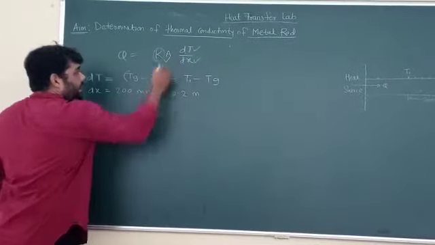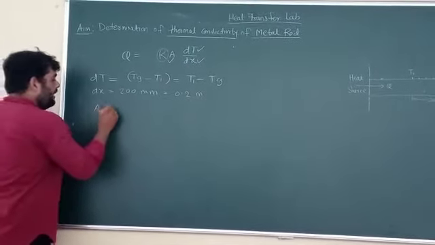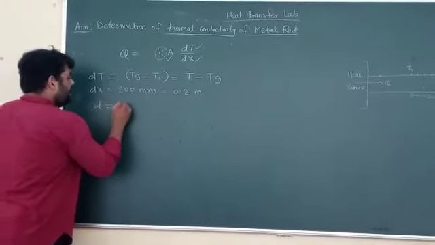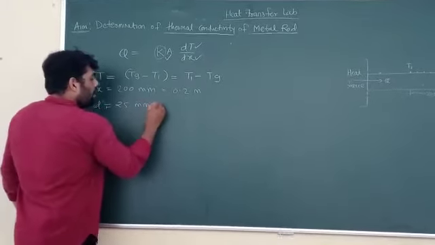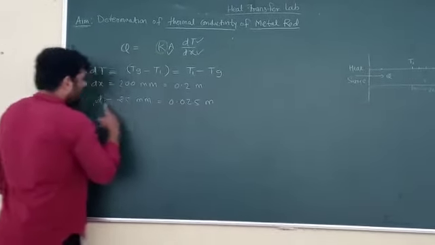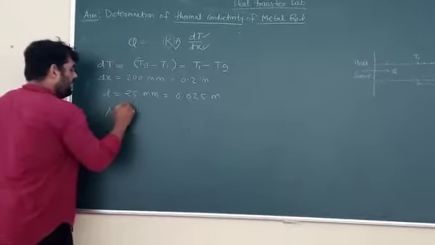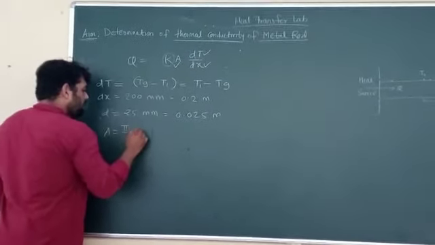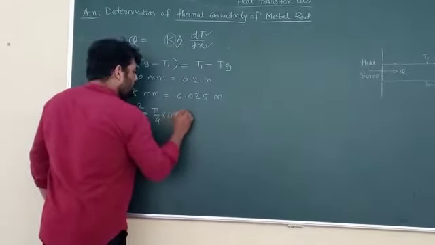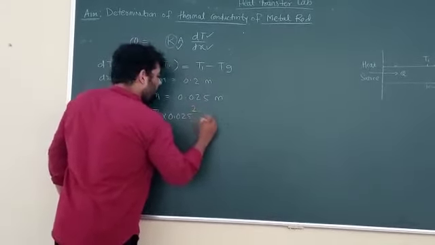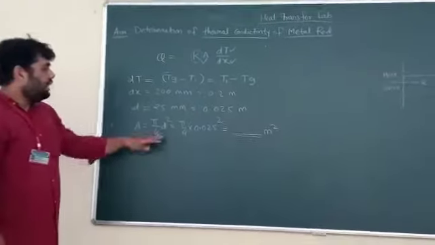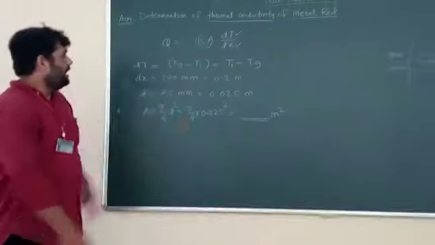Now what is the area? The area will be the area of the copper rod. The diameter of the copper rod D is 25 mm. Convert it into meters, that is 0.025 meter. So the cross-sectional area will be A is equal to pi by 4 into d square. So pi by 4 into 0.025 square. This will be your answer in meter square. These are the calculations you are supposed to do. So the area you will get.